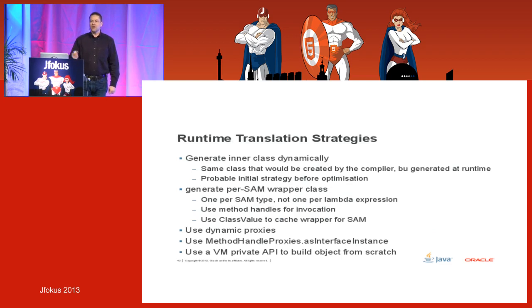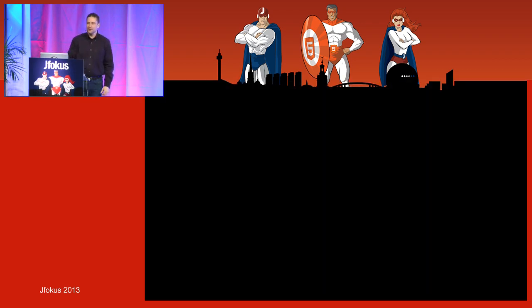And then that gives us a way of having different runtime translation strategies. So we could generate an inner class dynamically. We could generate a per single abstract method wrapper class. We could use that and do it that way. We could use a dynamic proxy. We could use method handle proxies asInterface instance and call it directly that way. So there are different approaches we can take. But because we're not tying ourselves to that at compile time, we can modify that at runtime. And that gives us the ability to improve performance at runtime.